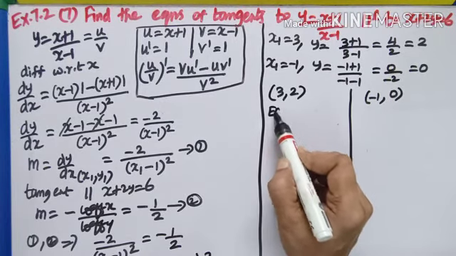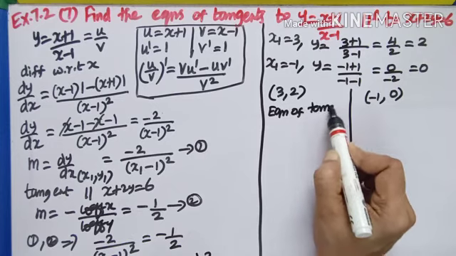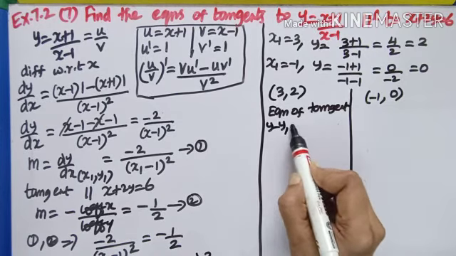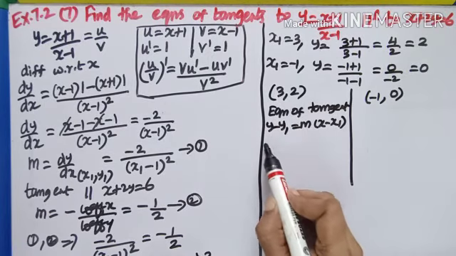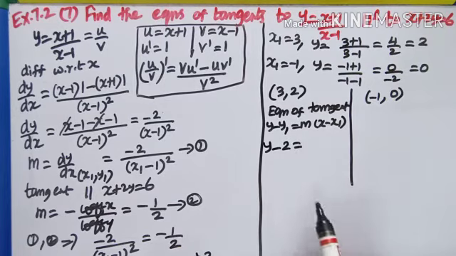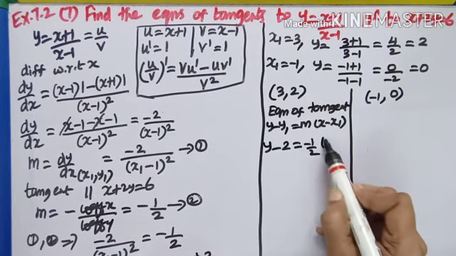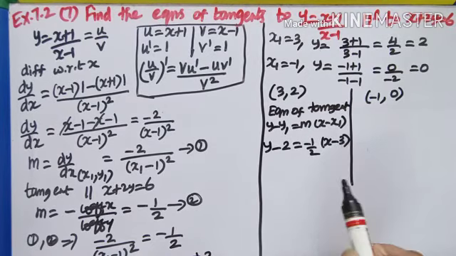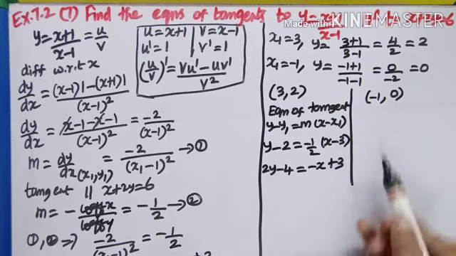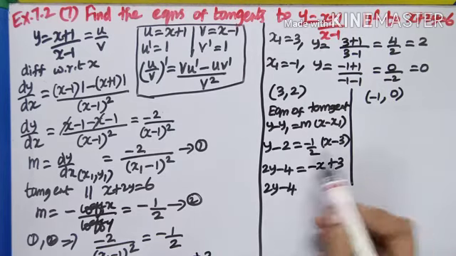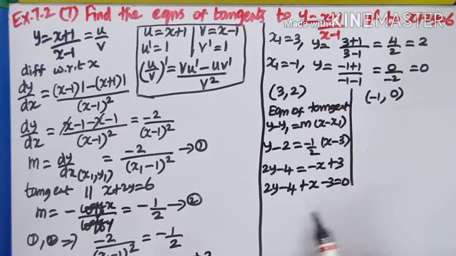So what is the equation of tangent formula? It is y minus y1 equals m into x minus x1. Treat this as x1, y1. y minus 2 equals m, the value we have already derived here, minus 1 by 2, into x minus x1 value 3. Cross multiplying, 2y minus 4 is minus x plus 3, or bringing everything to the same side, 2y minus 4 plus x minus 3 is 0, or x plus 2y minus 7 is equal to 0.